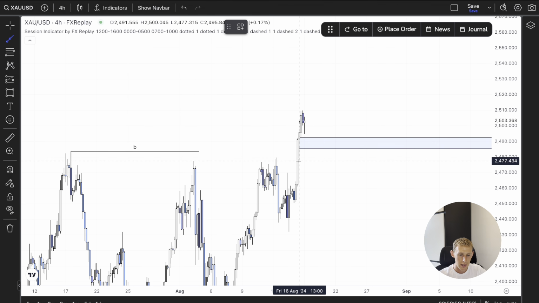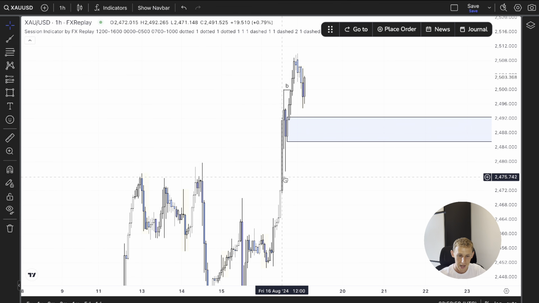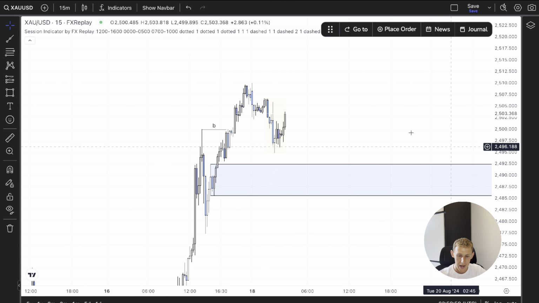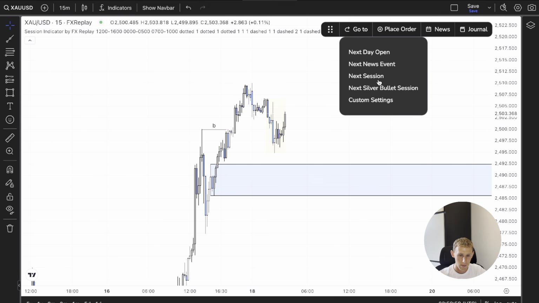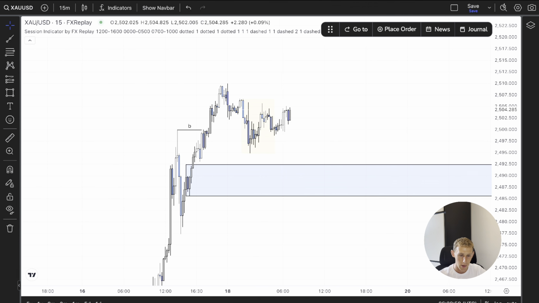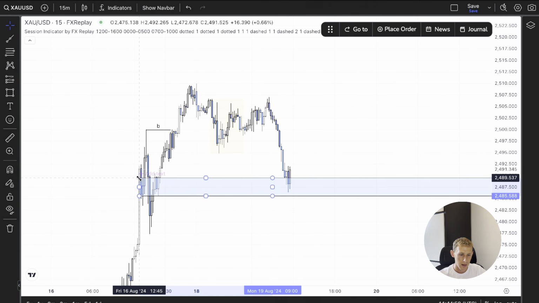If this demand does not hold, we also have this wick that we could use as a point of interest. Reason being, it's the last bit of liquidity before this imbalance below. But equally, this demand zone itself would be valid. So I'm going to monitor this. If we fast forward, you can also see Asia low is built above the demand, which is quite nice. Right, so price is in this demand.